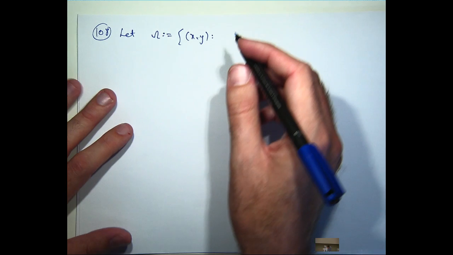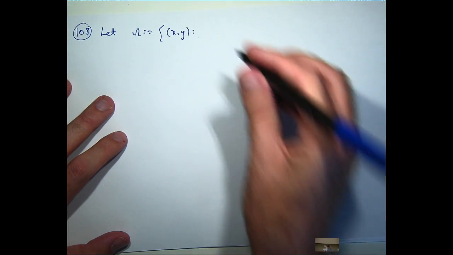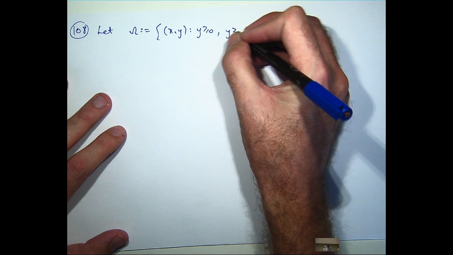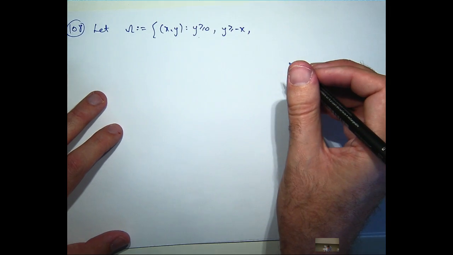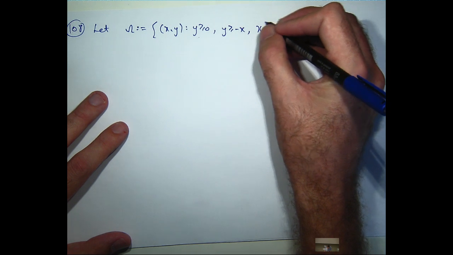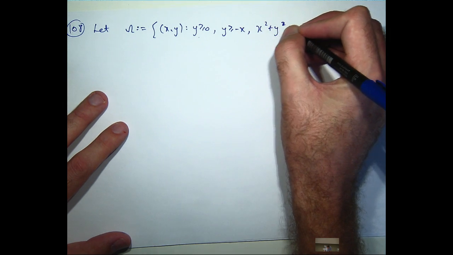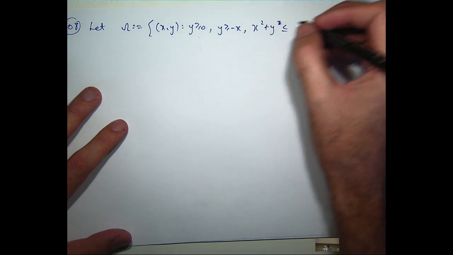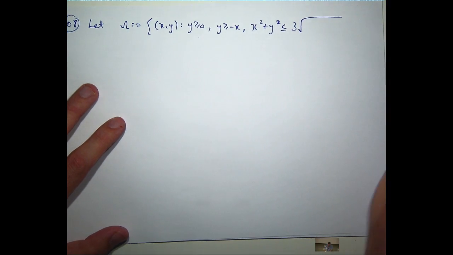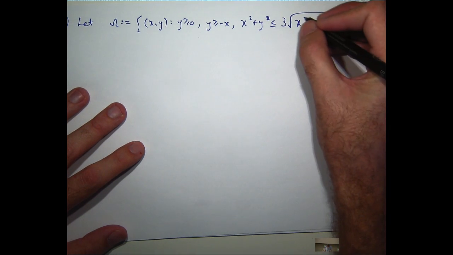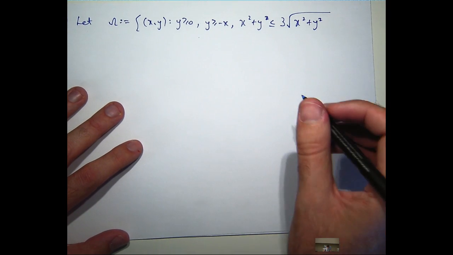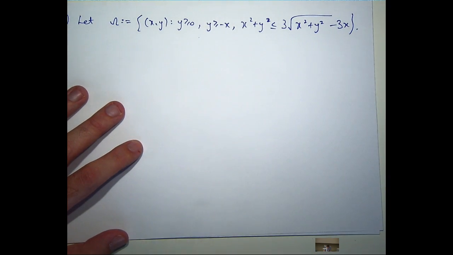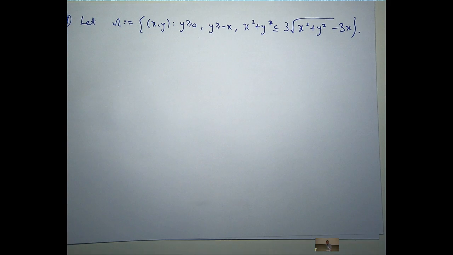So the inequalities are: y is non-negative, y is greater than or equal to minus x, and x squared plus y squared is less than or equal to 3 root x squared plus y squared minus 3x. Okay? Now that looks like a big mess.